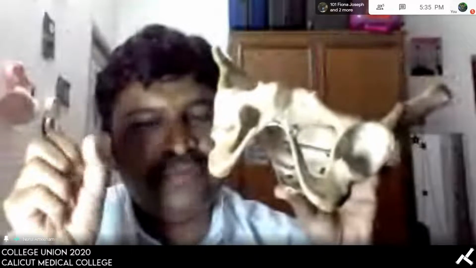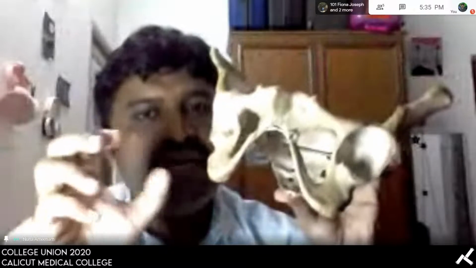This we can palpate. The ischial spine should be blunt, not very pointed. It is blunt and not projecting too much. That is good for a female pelvis for delivery. So the ischial spine should be blunt and smooth, and it should not project too much inside. That is a good pelvis.